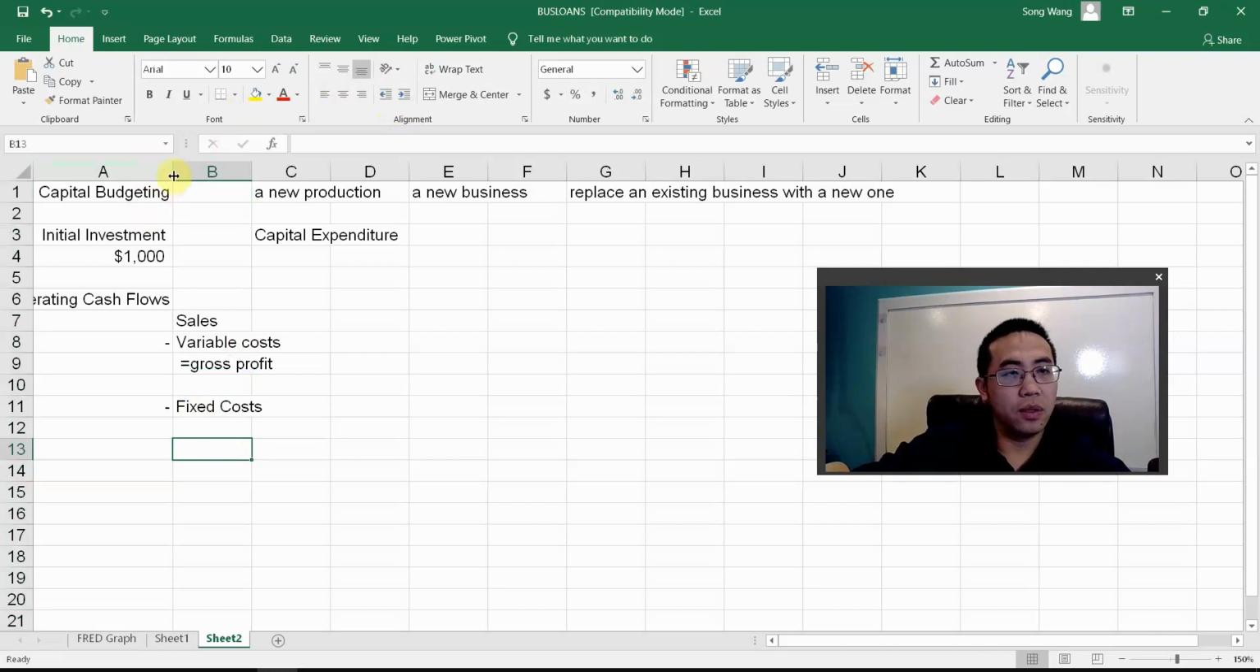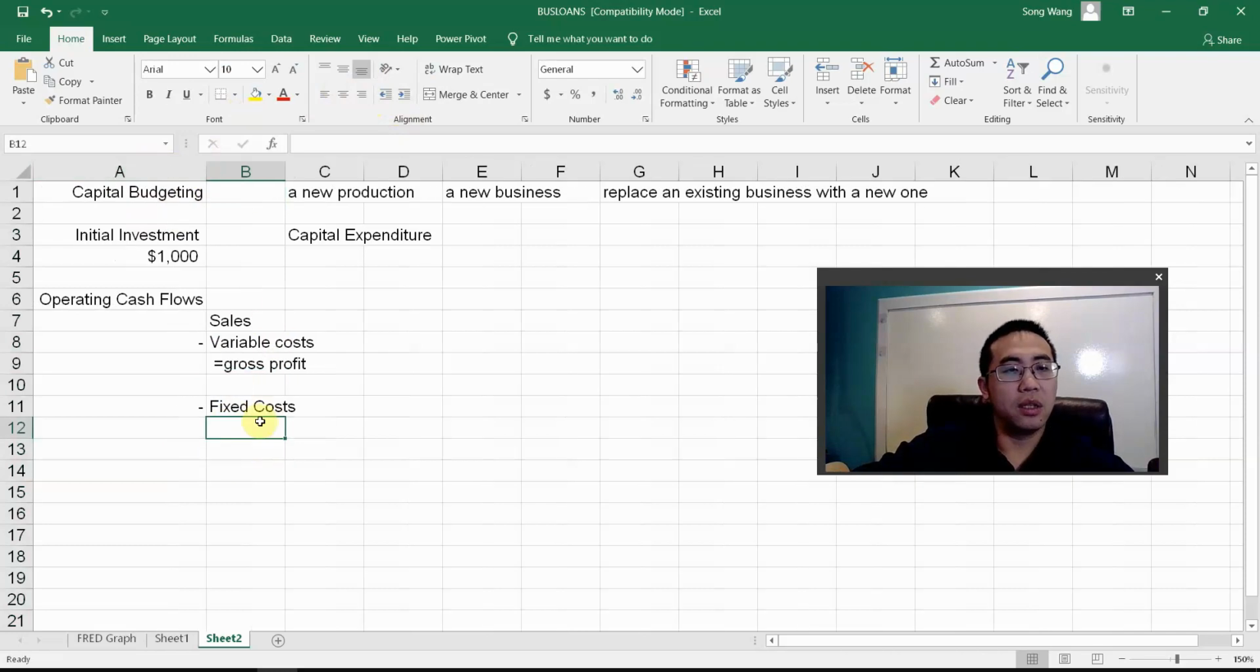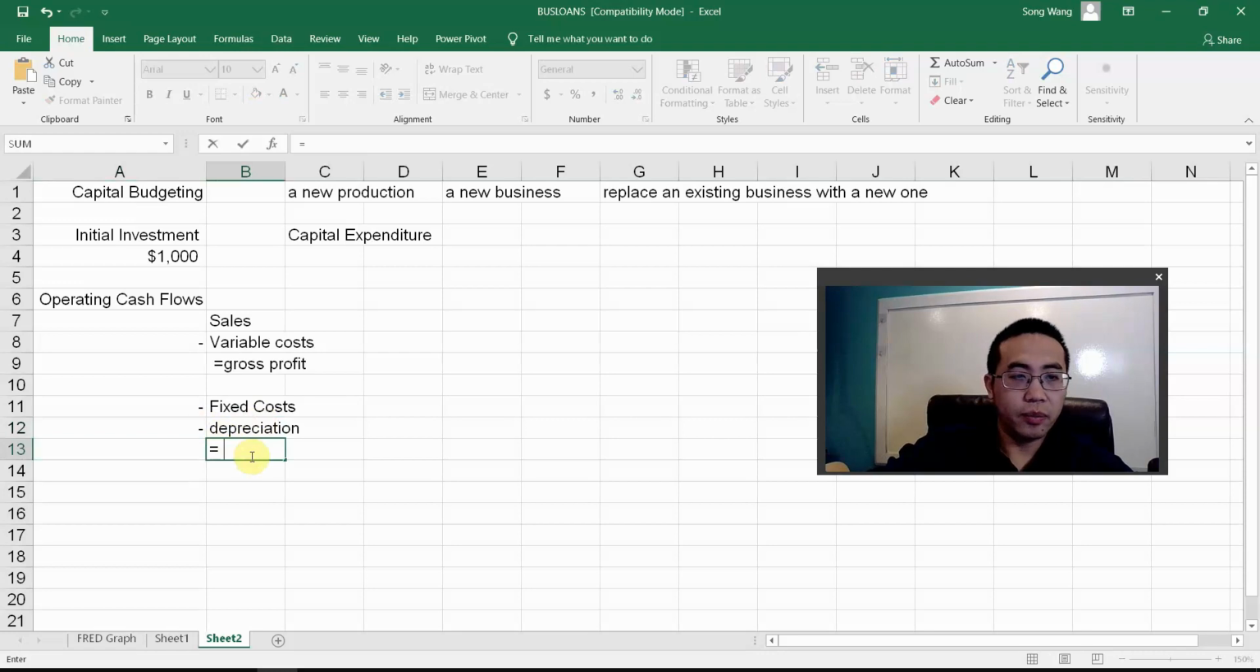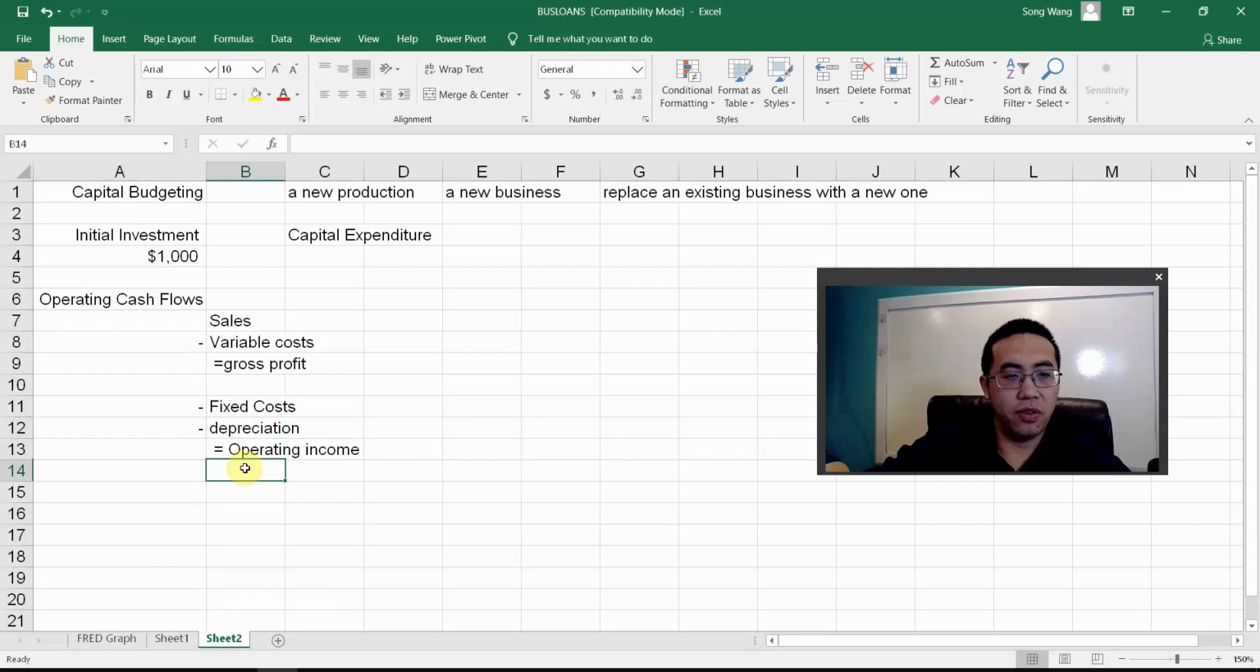Okay, I do need to deduct depreciation. Although it's not a cash term, I will recoup it at the end. I deduct depreciation so I can get my operating income. Operating income is the same as operating cash flows. What's the other name for it? It's also called EBIT, earnings before interest and taxes.